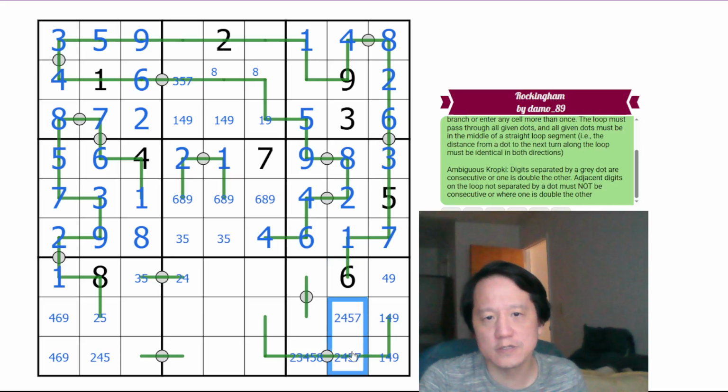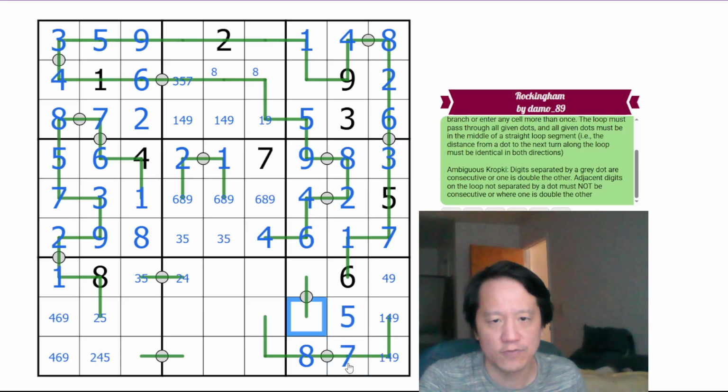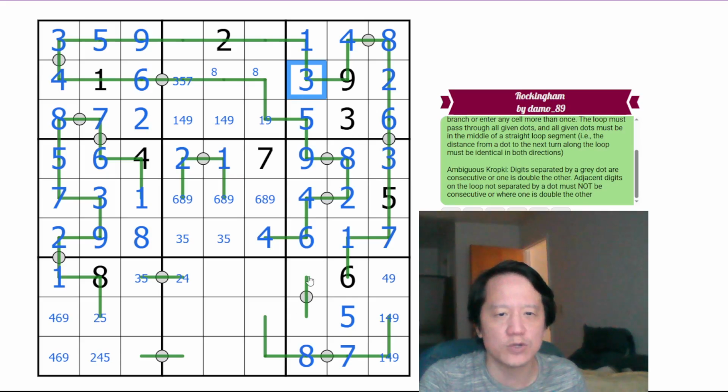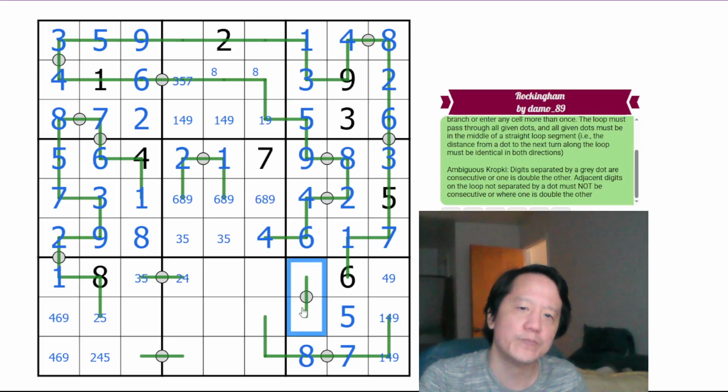This is 6, cannot be 2 and 4. It's 5, 7 as a pair. 5 and 7 are only consecutive with other digits, which would be 4 and 8. 4 can't be here because of 4 in the column. So that's 8, which is consecutive with 7, which makes that a 5. Remaining digits in box 3 is a 3. In column, that's not working. That's 2 and 7.